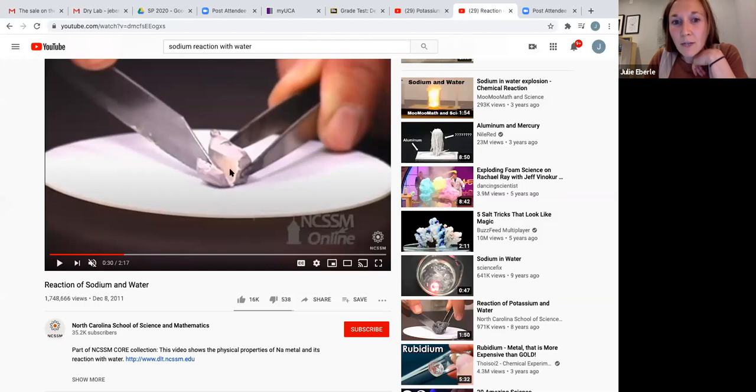And then what do you notice when he has cut? What do you notice about that freshly cut surface? What is it? How does it look?